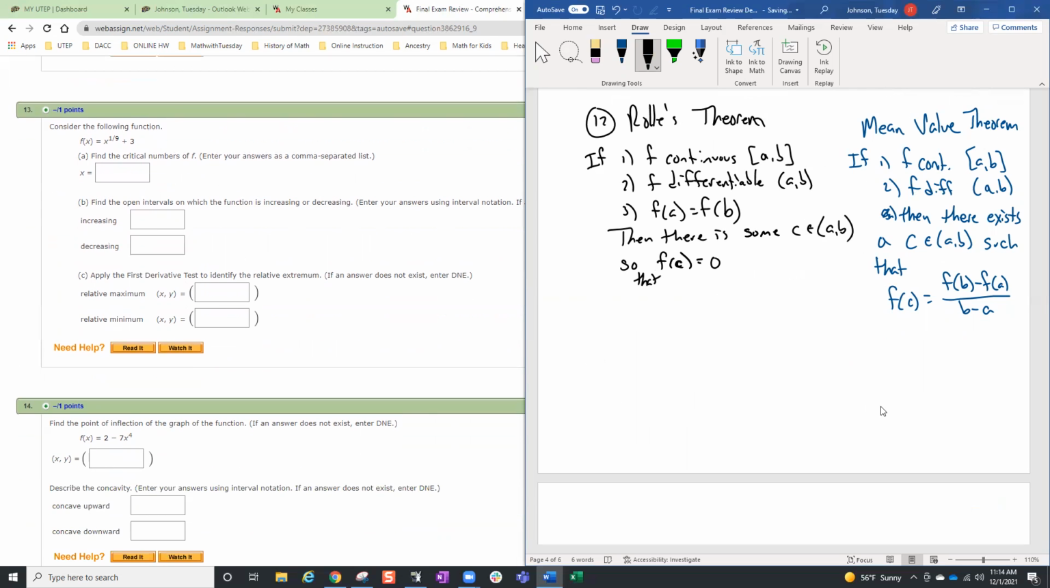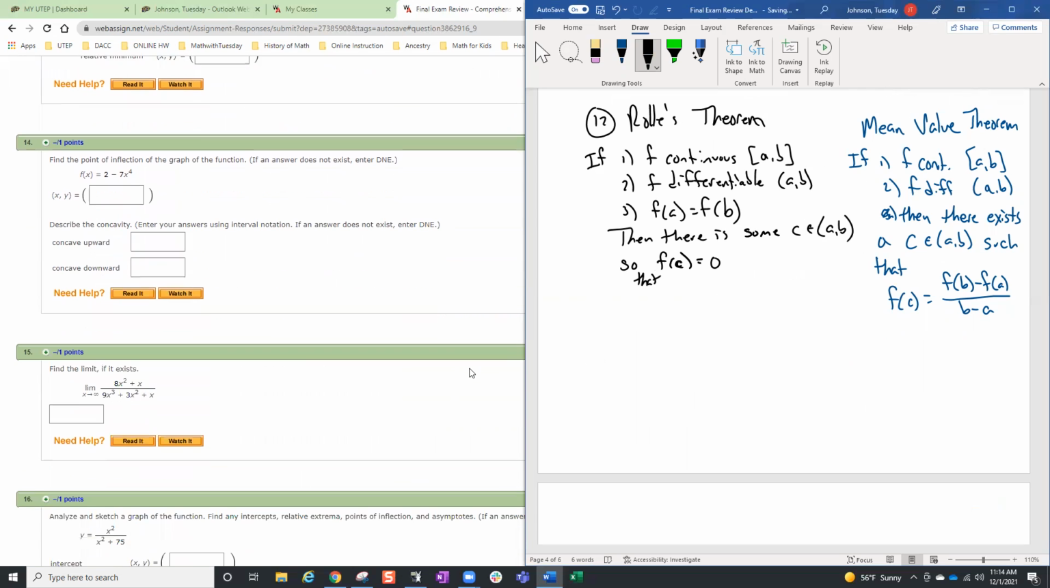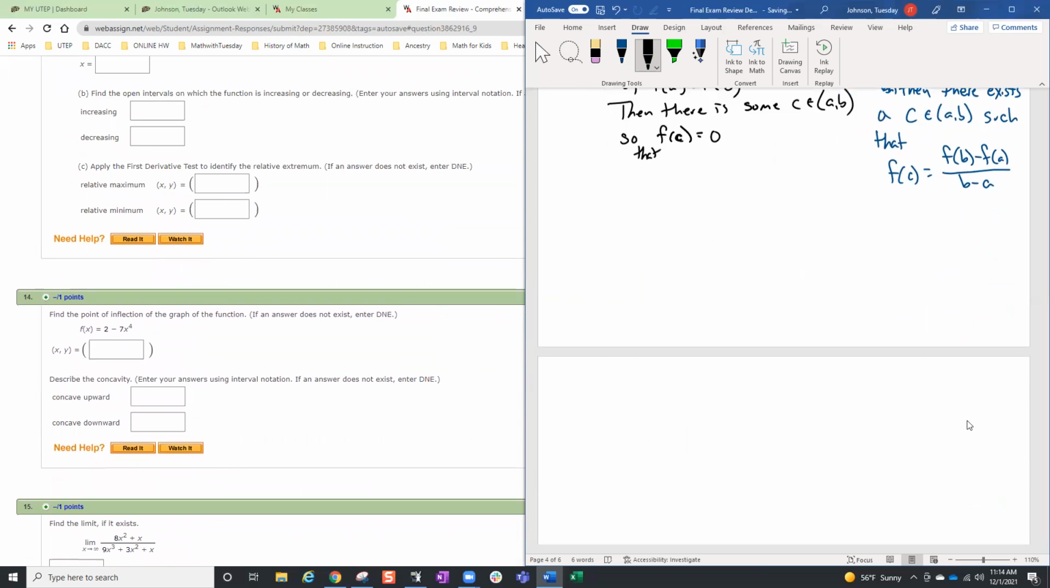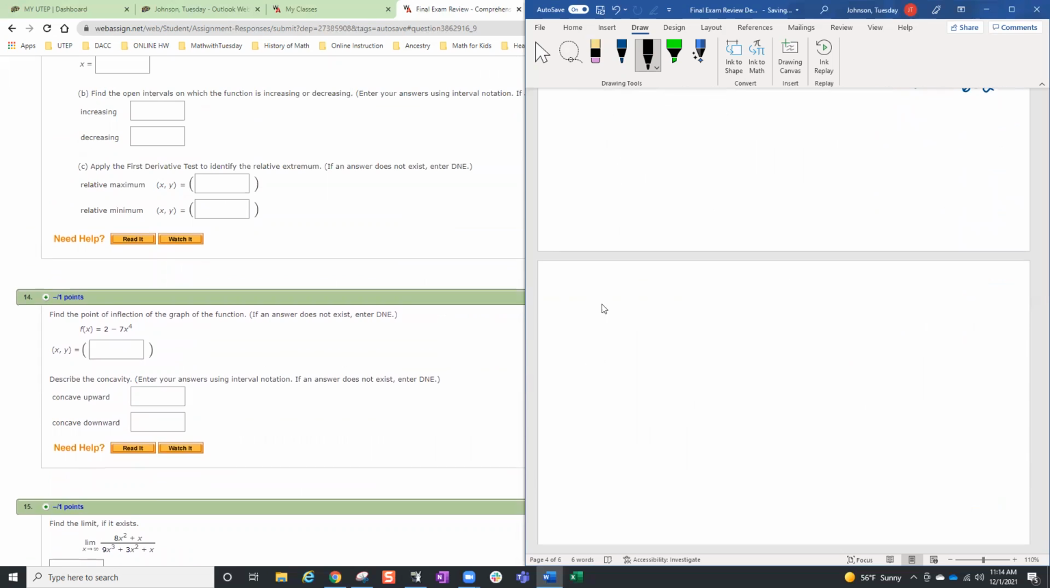Critical numbers, first derivative test, all of this. Let's look at 13, 14 together. 13 and 14. We're only halfway through this review. I'm so sorry. Maybe I should scroll some more, but I'm trying, my dogs are about to go off. I'm trying to get through the things that we haven't talked about for a while.